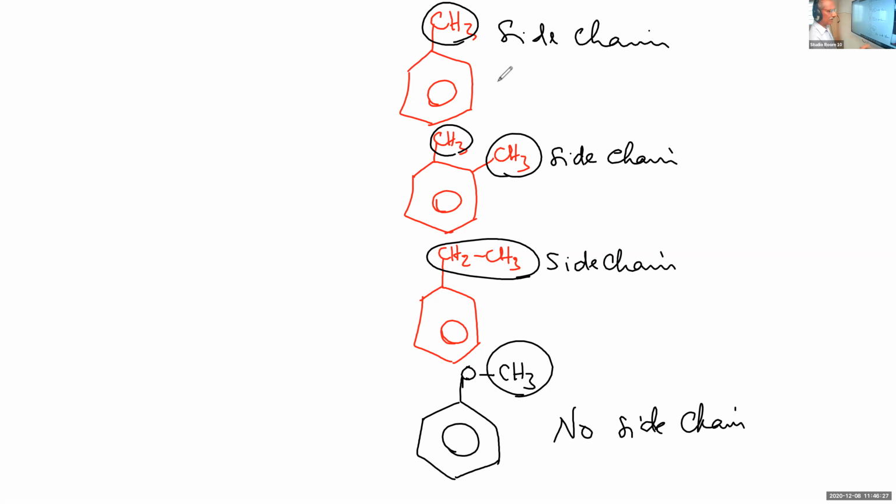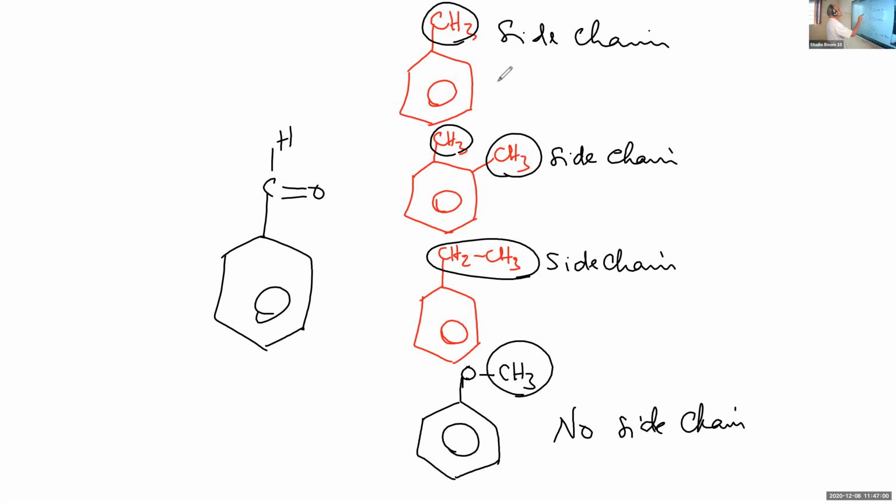So a carbon group is known as a side chain if the carbon group is directly linked to the nucleus. Maybe CH3, maybe CHO, whatever it is, it should be directly linked to the nucleus. Say, you take a compound like this, say C6H5, then C double bond O H.